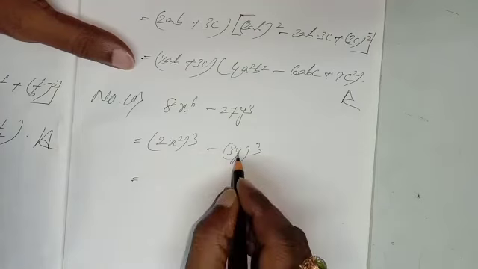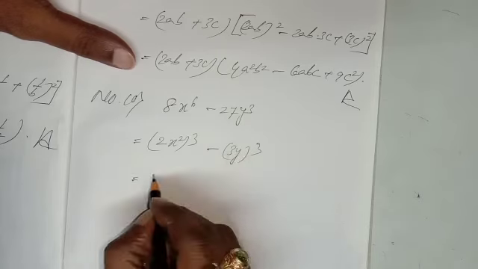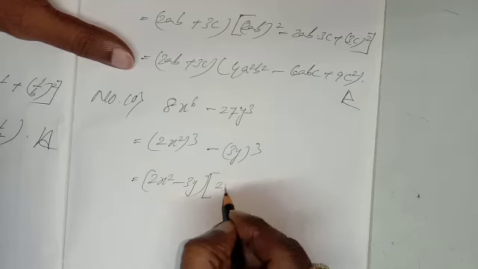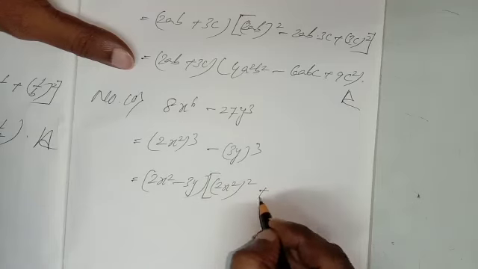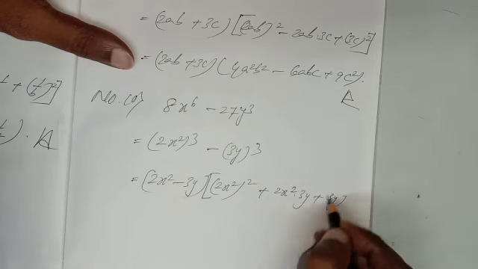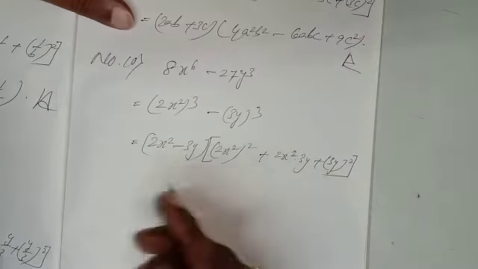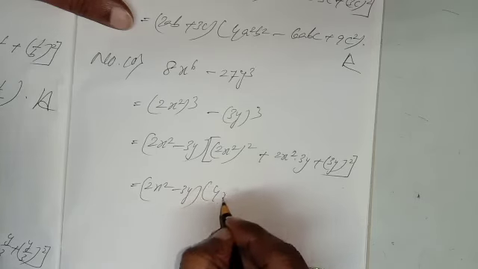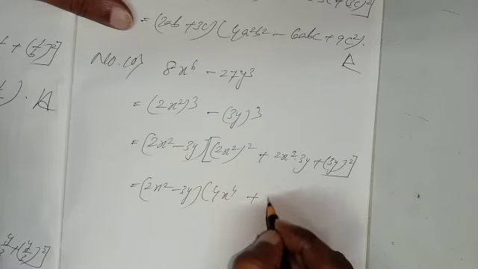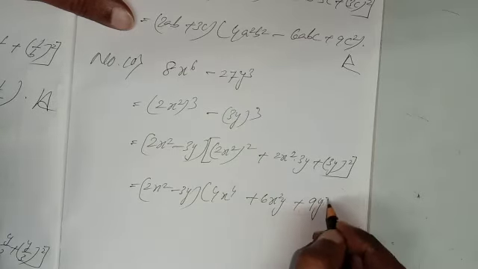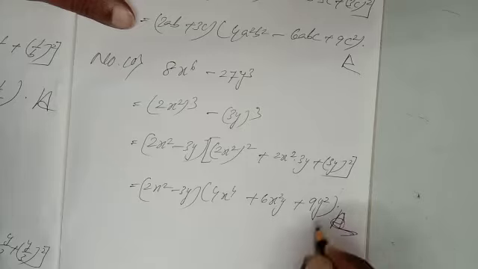The formula is a cube minus b cube. Here a is 2x square, b means here 3y. The a cube minus b cube formula, that is 2x square minus 3y, whole into 2x square whole square, a square, plus ab, 2x square into 3y, plus 3y whole square. So what is the result coming? 2x square minus 3y, and this one is 4x to the power 4 plus 6x square y plus 9y square. This is the answer of number 10.